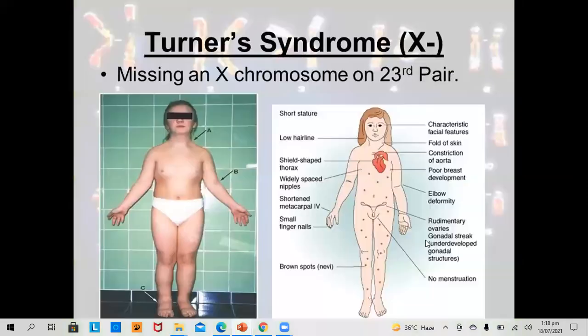These are signs in the newborn. This picture shows a typical short-statured, web-necked girl having Turner syndrome. The characteristic features: low hairline, folds of skin, widely spaced nipples, wide carrying angle, multiple nevi, rudimentary ovaries. There is primary amenorrhea, poor breast development, and coarctation of the aorta.